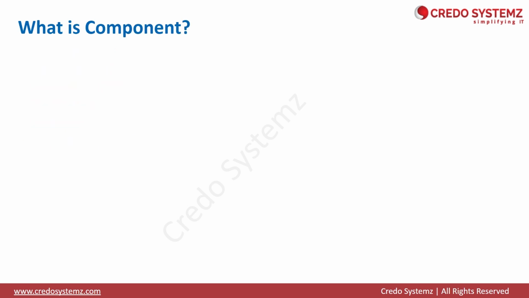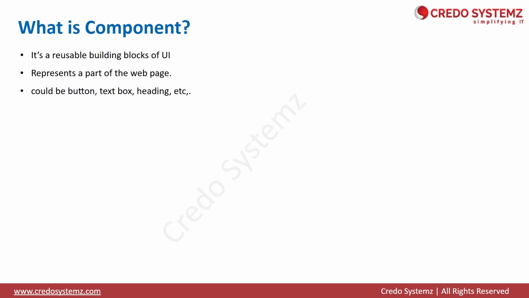So first and foremost, what is a component? A component is nothing but a reusable building block of UI. Just consider that it is a function, and the function is going to return a set of HTML code. That's it. It could be a function or a class, that's apart, but just think that it's a function going to return some HTML code. This component represents any part of the web page. It could be a single text box, a button, a heading, a specific section of the page, or else the entire page.